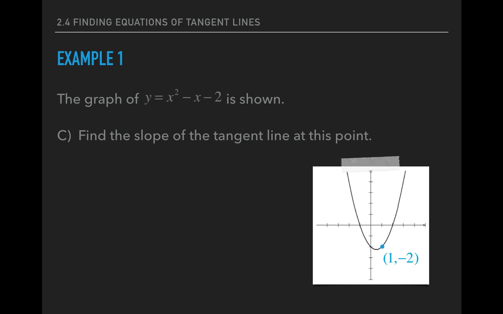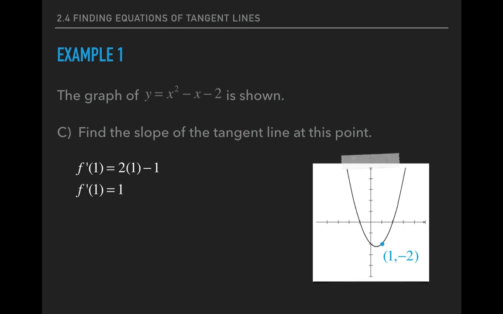Now let's find the slope of the tangent line at that specific point. So what we'll do is plug the x value into our general derivative, which was 2x minus 1. And so that gives us a slope of 1 because 2 minus 1 is 1. So the slope of the tangent line at that point is 1.